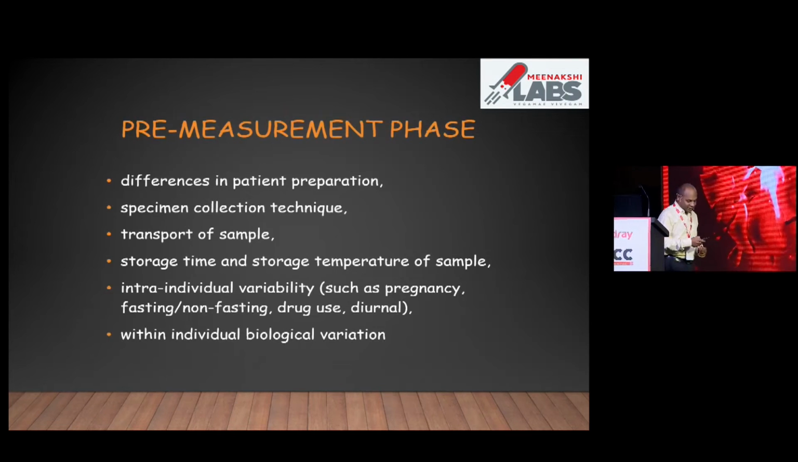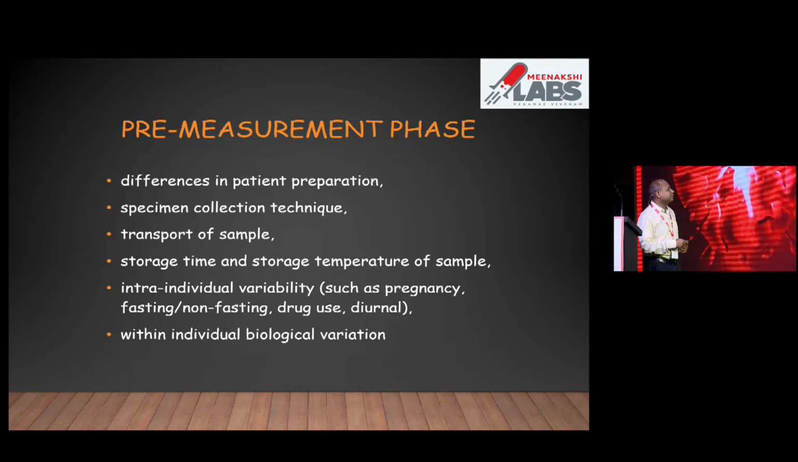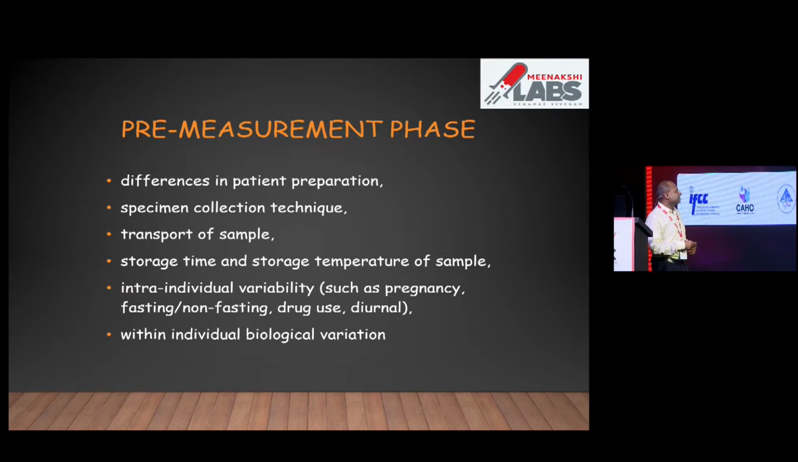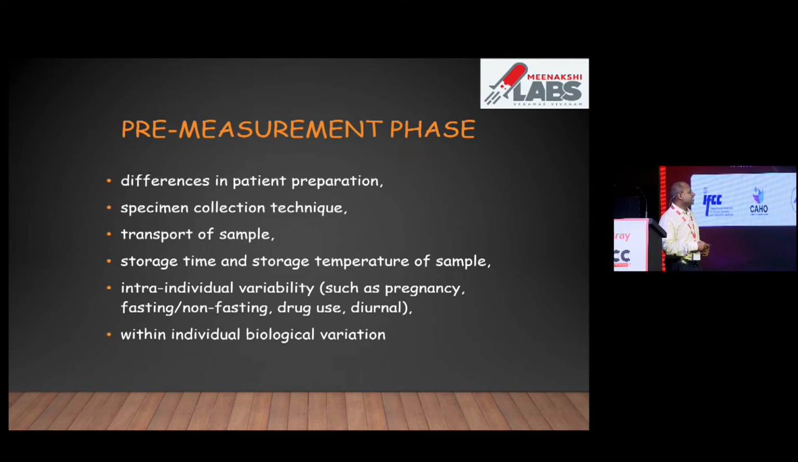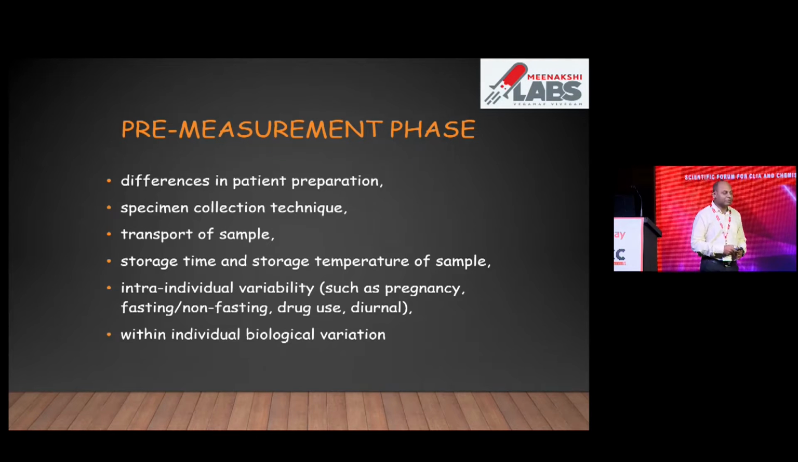So what are the sources of measurement uncertainties? Here I have started from the pre-analytical or pre-measurement stage, that is differences in patient preparation, specimen collection technique, transport of samples, storage time and storage temperature of the samples, and intra-individual variability such as pregnancy, fasting, non-fasting, drug use, diurnal, within-individual biological variations. So these are some of the sources of variation in the pre-examination stage.